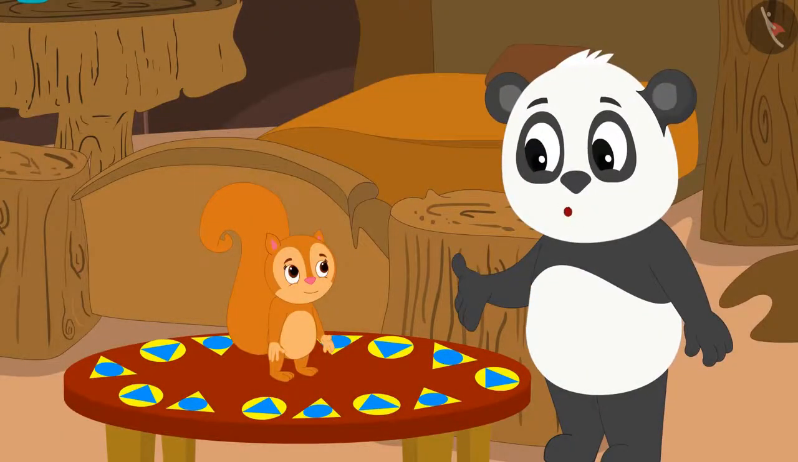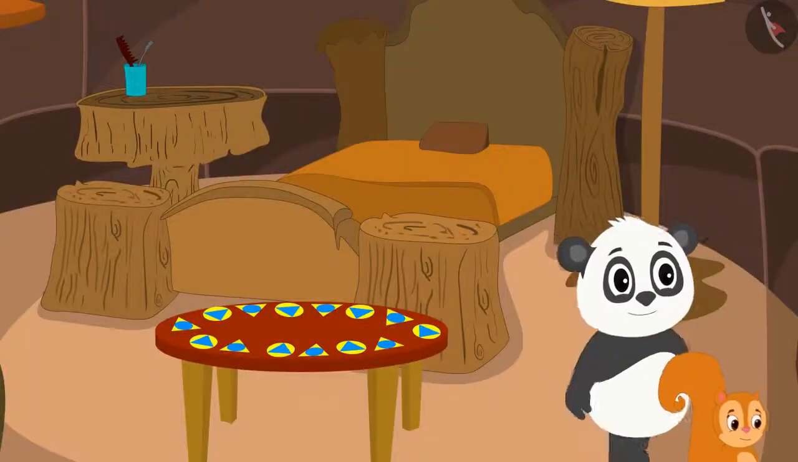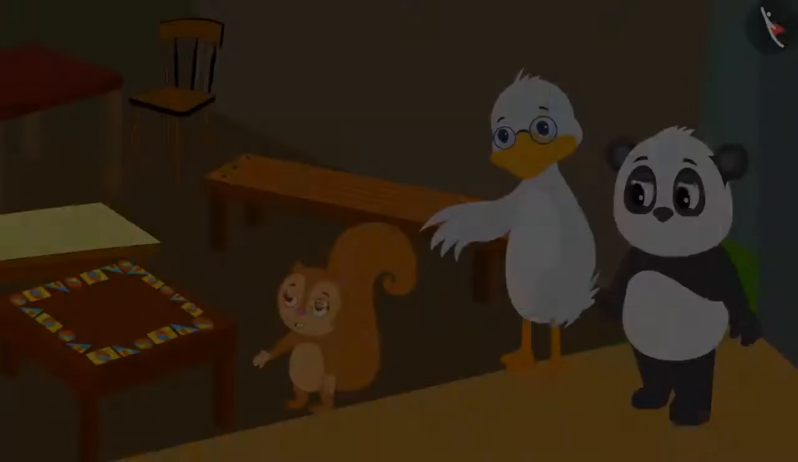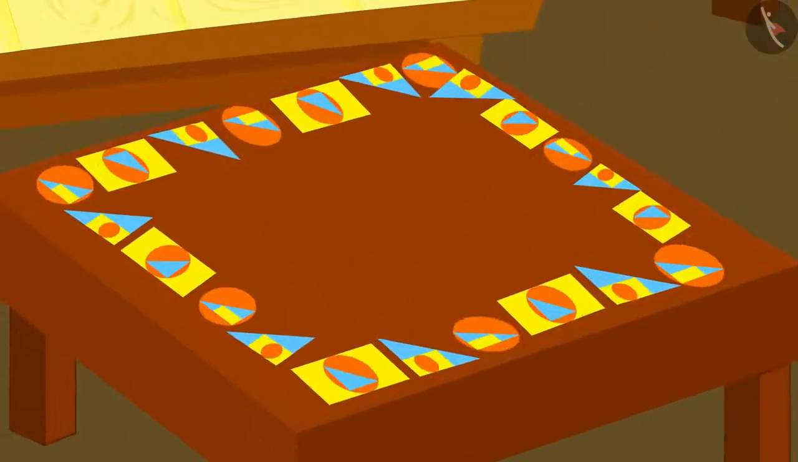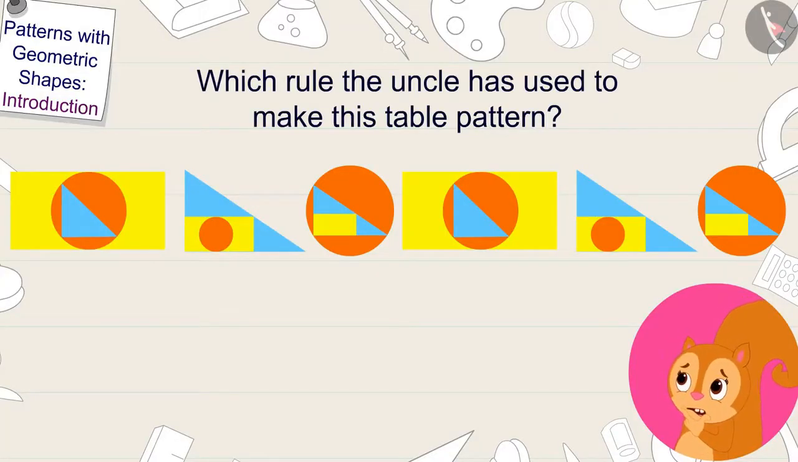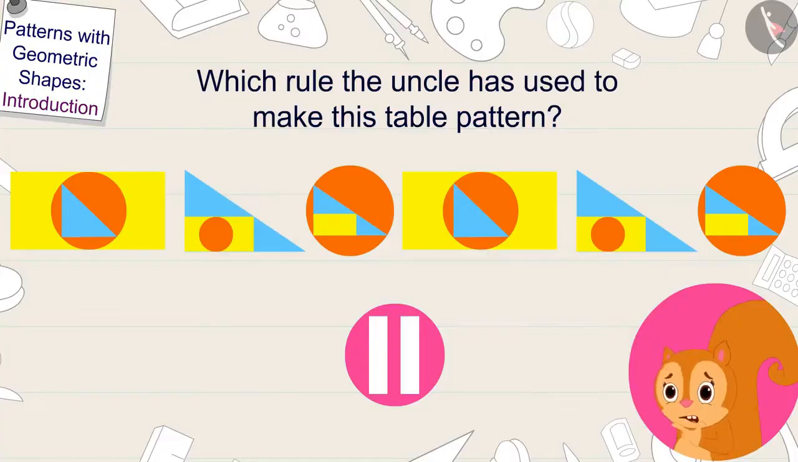"Good. Now I understand," Golu said to Chanda. "Come on, Golu. I also want to buy a beautiful patterned table for myself from uncle's shop," Chanda told Golu, and both reached uncle's shop. Chanda liked this pattern table at uncle's shop. Children, can you tell which rule the uncle has used to make this table pattern? If you want, you can stop the video and think about the answer.